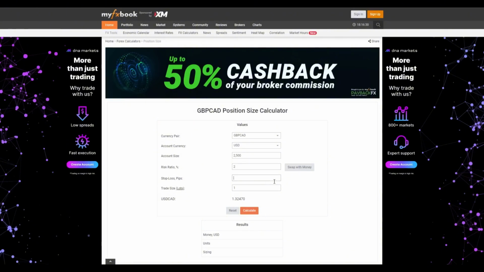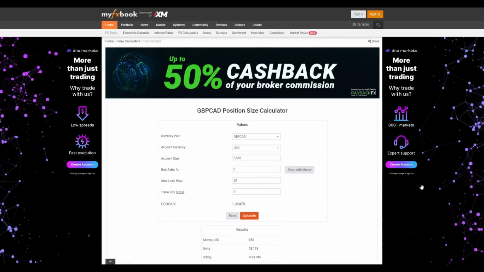Let's put the stop loss of 20 pips and click on calculate. As you can see, if we want to trade pound CAD with a 2,500 account size and 2% risk per trade using 20 pips stop loss, we have to open a 0.33 lot position in the trading platform. This is the easiest way to calculate the position size.